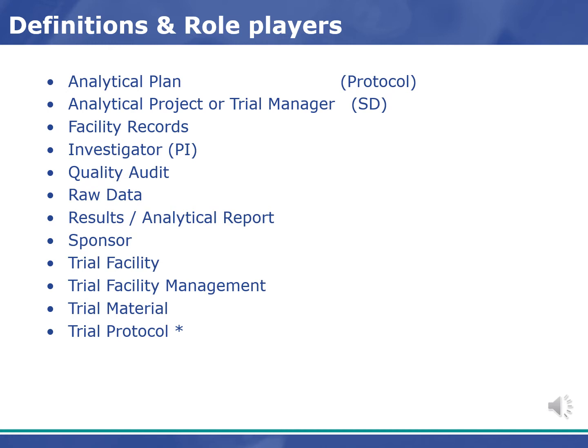There should be facility records in place that detail everything, all the equipment, access to the building, that kind of stuff. The investigator should be listed, from the principal investigator for the clinical trial itself. So there's a cross-reference here. There should be systems in place for quality audits. That's obviously done by an independent party, but we'll look at that in more detail later.